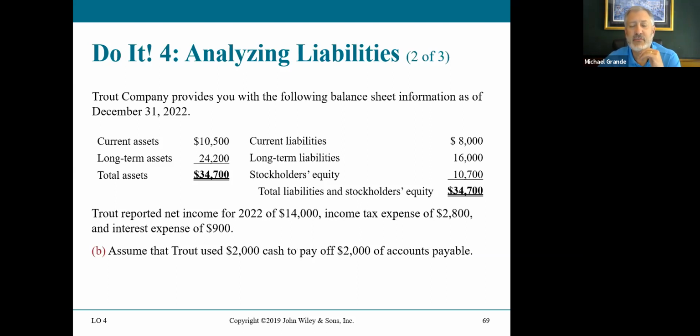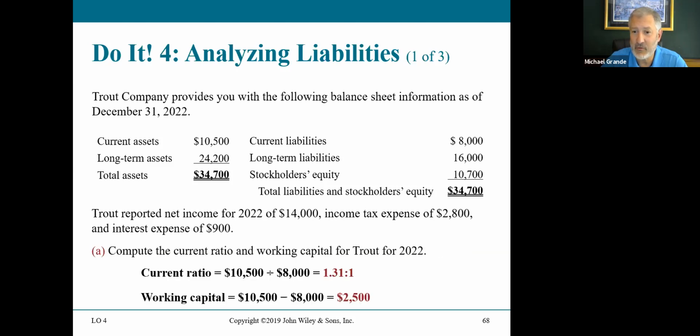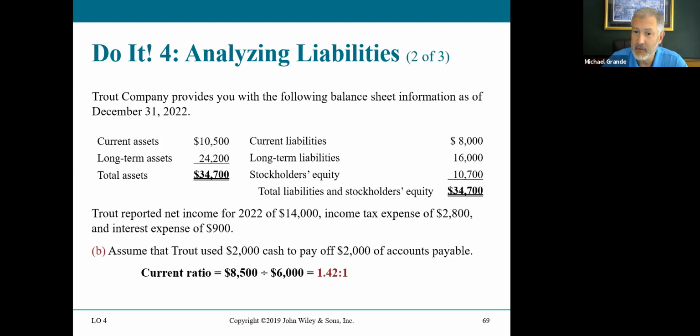Assume that Trout used $2,000 to pay off a $2,000 accounts payable. What's the impact on current ratio and working capital? Current ratio goes up a little bit, doesn't it? It's now 1.42. What was it before? It was 1.31. So paying down that liability helped the current ratio, but had no change on working capital. Working capital is still the same.